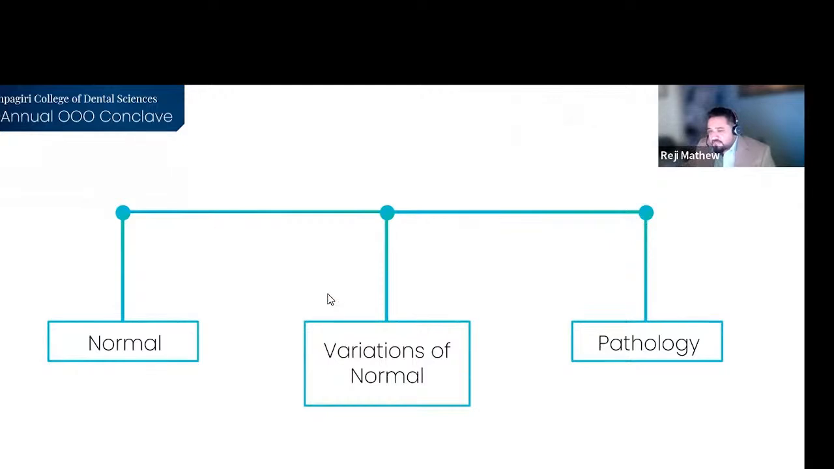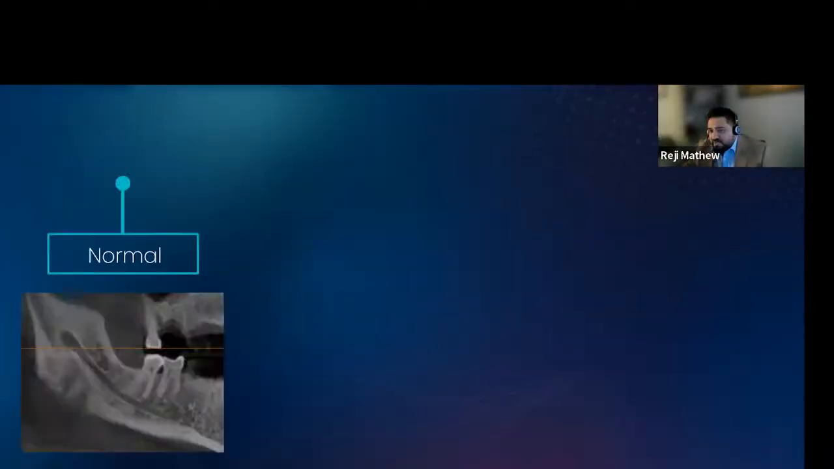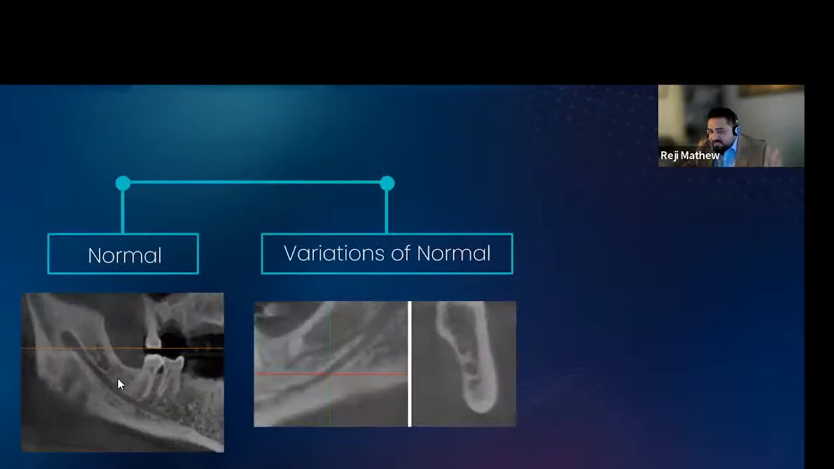I'll show you an example. So this is an inferior alveolar canal. It's a cropped CBCT image. You see this as a very normal image. So that is what we look at.